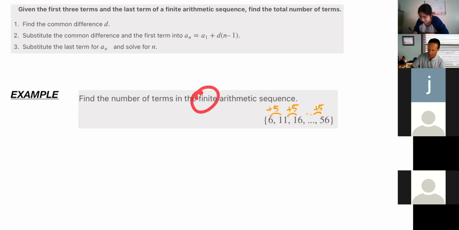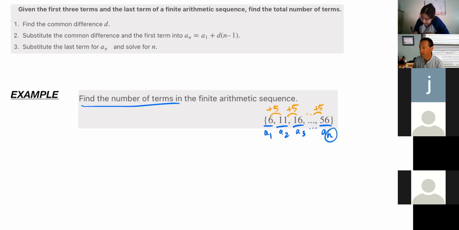Okay? Why is it finite since you're reading things off the screen? Why is it finite arithmetic, even though it has the ... Because the last number is 56, so it ends in 56, I'm assuming. Very good. Excellent. So I know that this is my first term, this is my second, this is my third, and then this is my nth. And what do they want us to figure out? How many terms there are in? We need to therefore, very good, Brianna, solve for that n.